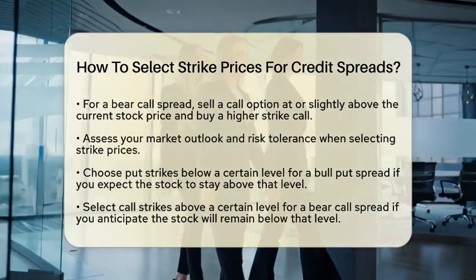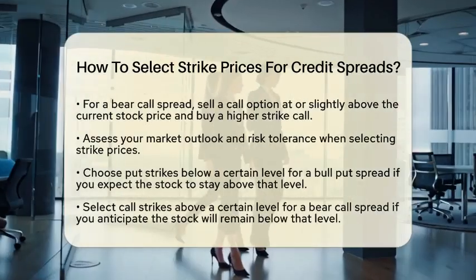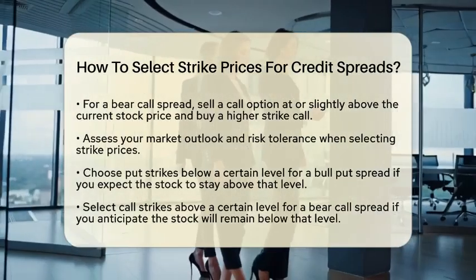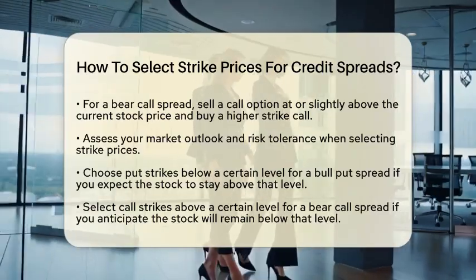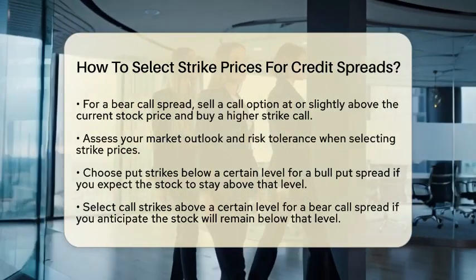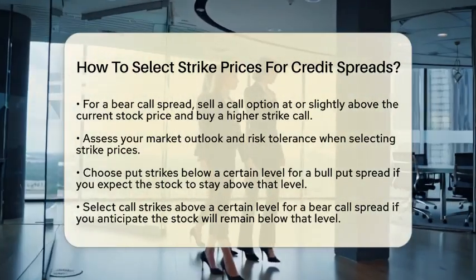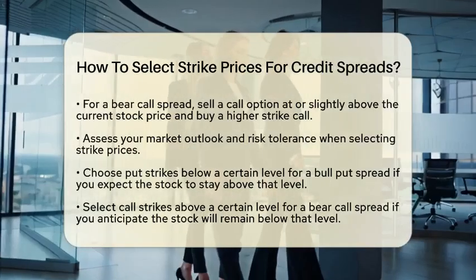Next, consider your market outlook and risk tolerance. If you believe the stock will stay above a certain level, choose put strikes below that level for a bull put spread. Conversely, if you think the stock will stay below a certain level, select call strikes above that level for a bear call spread.